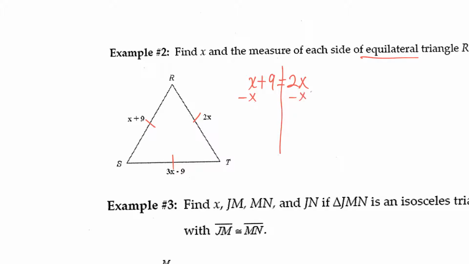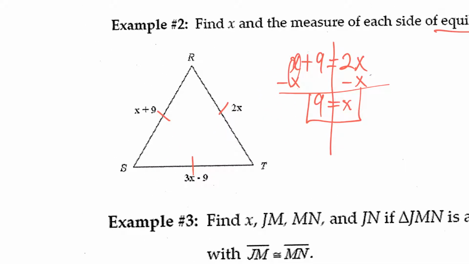So take x from both sides. x equals 9. And so 9 here and 2x minus x is just x. So there you go. That was pretty easy. x equals 9. Now I also want to take 9 and plug it in and find out how long those sides are. So for side SR, if I plug in 9, 9 plus 9 is 18. For side RT, 2 times 9 is 18. Then for side ST, 3 times 9 minus 9 is 18. Because 3 times 9 is 27, minus 9 would be 18.